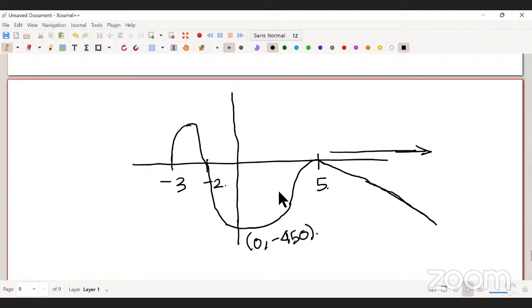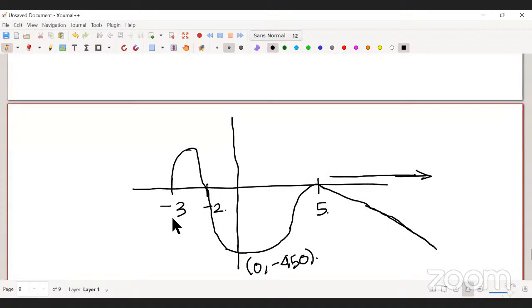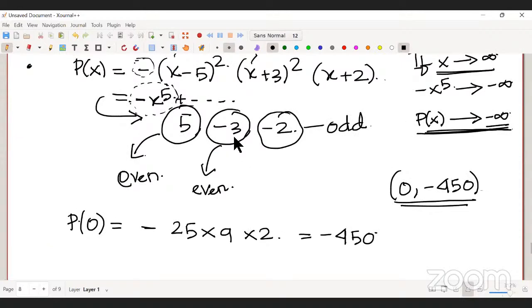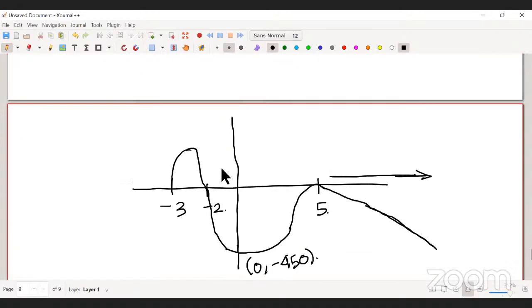And for that I have to know whether this will cross the x-axis or bounce back. It will bounce back, because the multiplicity of -3 is even. So that's why it will come and again bounce back like this.